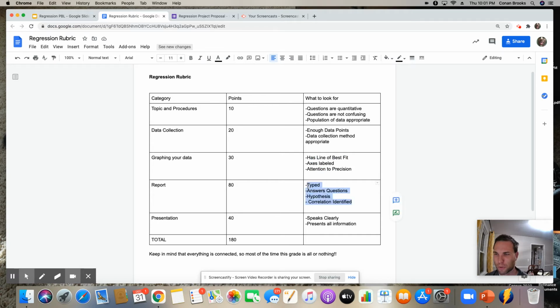You're going to type the report, and it's going to have to be typed. You're going to have to answer the questions. You're going to talk about the hypothesis, correlation identified. It's pretty much what's on that worksheet paper you're going to do.